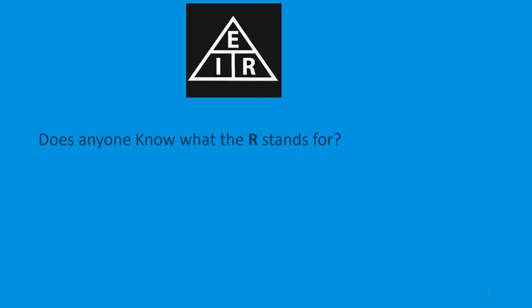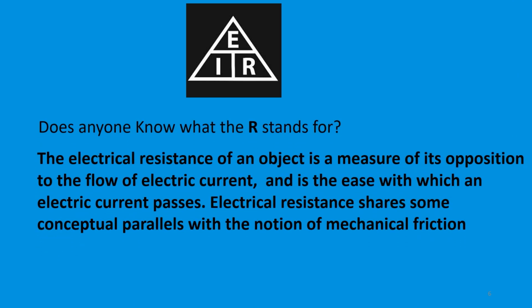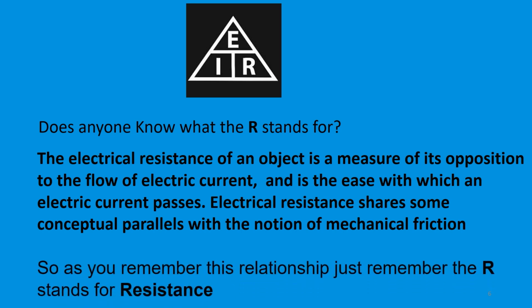All right, does anyone know what the R stands for? The electrical resistance of an object is a measure of its opposition to the flow of the electrical current, and its ease with which an electric current passes. Electrical resistance carries some conceptual parallels with the notion of mechanical friction. But just remember, as you think about this relationship of EIR for our Ohm's Law formula, that the R stands for resistance.